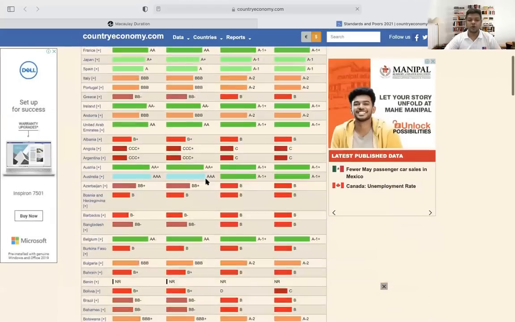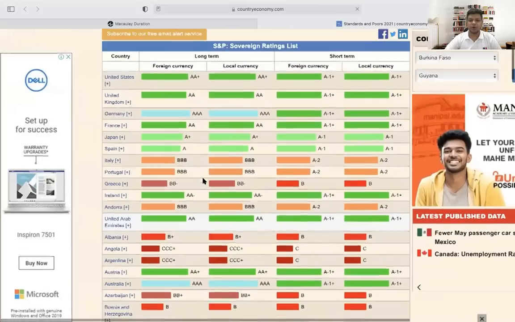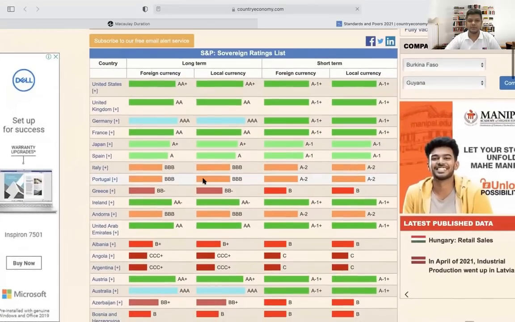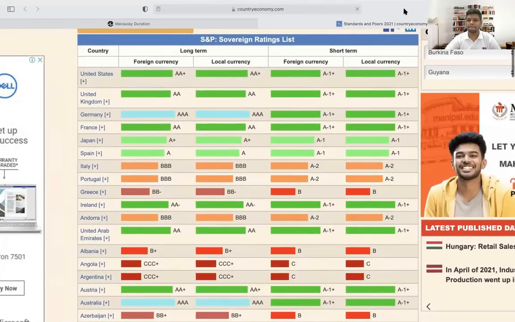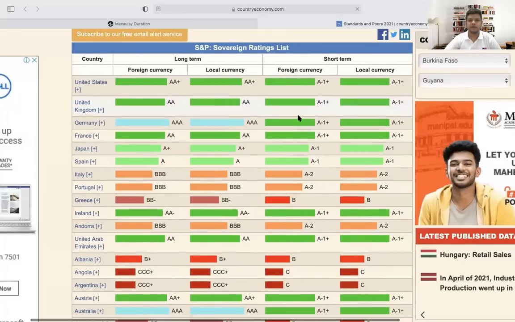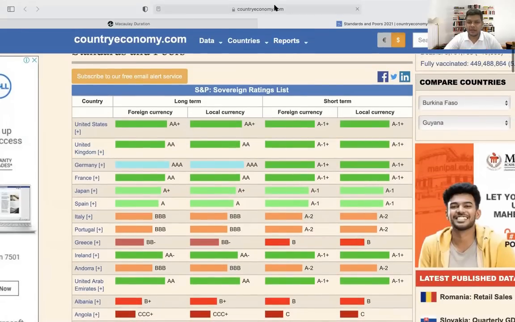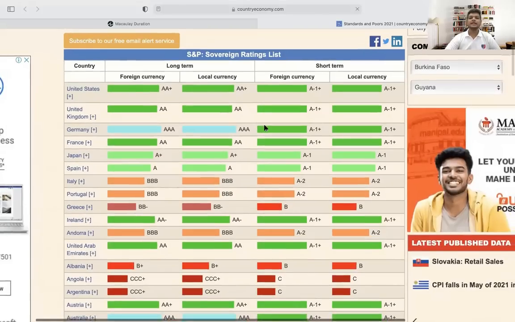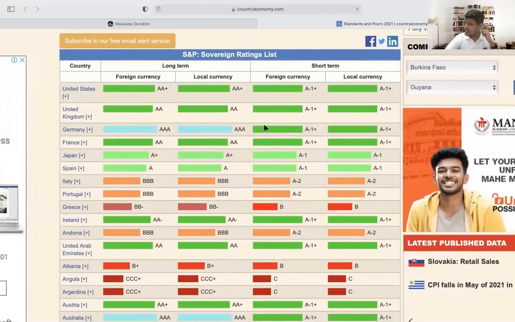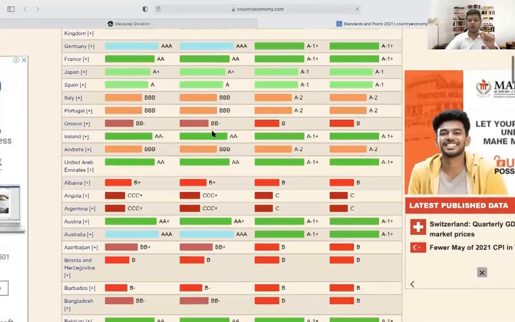Okay. So on my screen, I hope you all can see. Visible? Everyone? Is my screen visible, guys? Yes, sir. Okay. So here, if you can see, this is the S&P's listing of the credit rating of bonds, long-term and short-term, and within long-term and short-term, foreign currency bonds and local currency bonds.